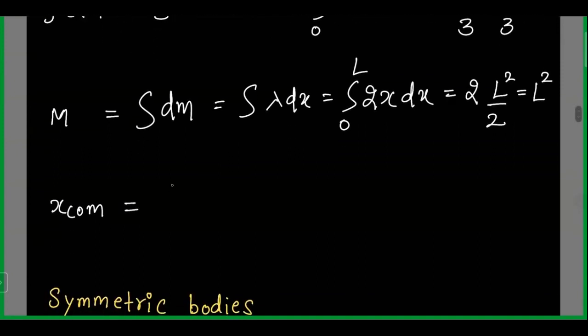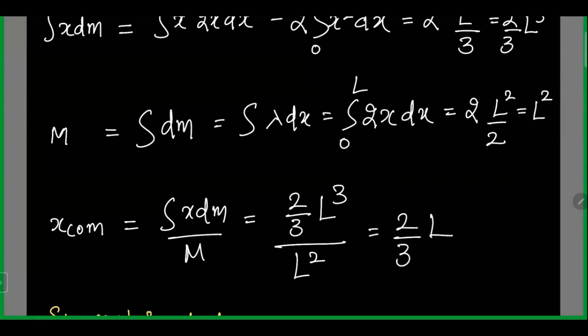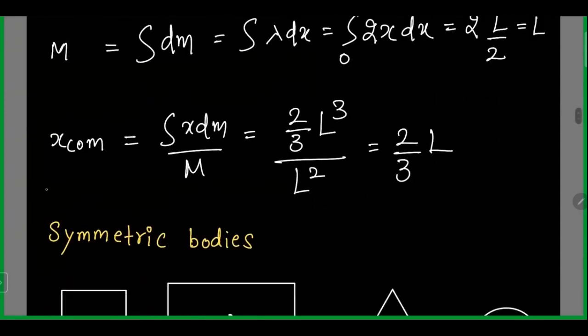So now what is your center of mass? x dm divided by total mass. So x dm is 2 by 3 L cube, and your total mass is L square. It means your answer is 2 by 3 times L. So this is your x center of mass. And you know that since the body is along the x-axis, your y_com and z_com will be 0. So this is how you solve a non-uniform rod problem, or any non-uniform problem you can easily solve like this.